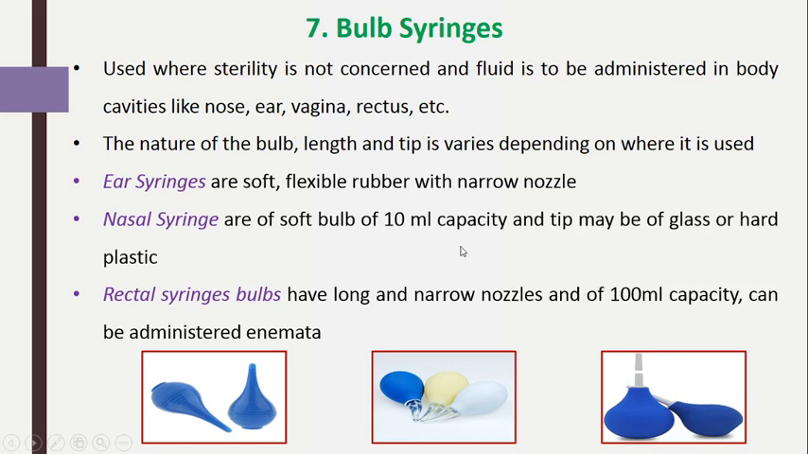So this is about the bulb syringes. There are three different bulb syringes, that is ear syringes, nasal syringes, and rectal bulb syringes. The size and the rubber tip, as well as the length of these syringes, depend on where it is used.